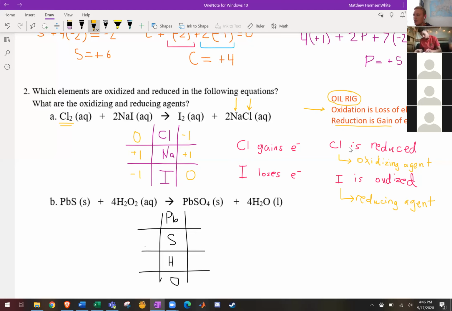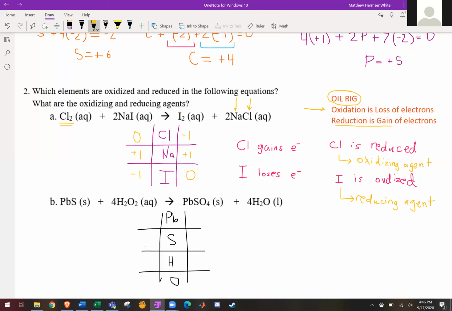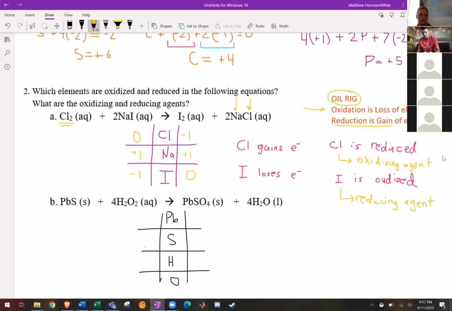Kristen, did you follow up until what I was saying? Yep. Okay. And then I'm not sure if you caught the agents. So the agents are like what is doing the reducing, what is doing the oxidizing. And those are just you flip the name. So for example, if chlorine is reduced, that means it is the oxidizing agent. And if iodine is oxidized, that means it is the reducing agent. Okay. Does that make sense? Yep. Okay, thank you. You're welcome.